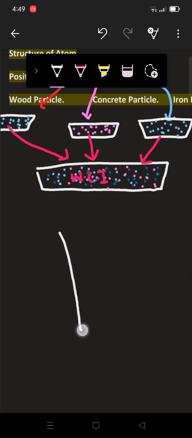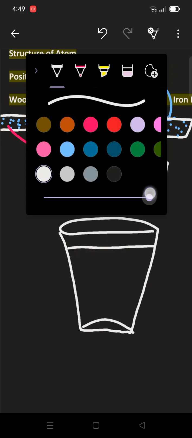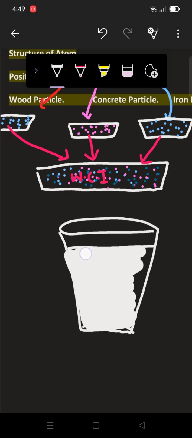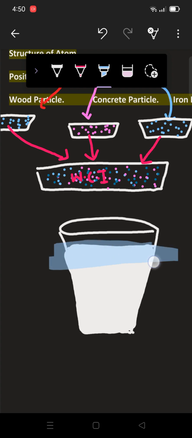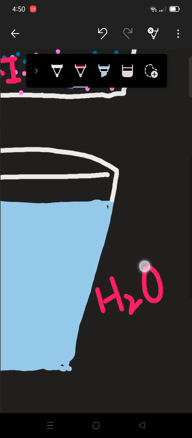Now let's take a glass of water. This is a glass of water in which water is filled. Alright, let's fill this with the water. This is water. Let's give water a blue color. This blue is fine. So we have given it a blue color as well. And this is what? It is H2O. Water.